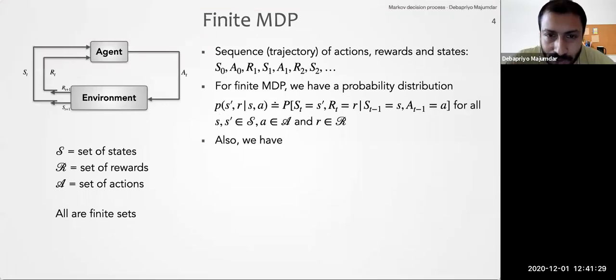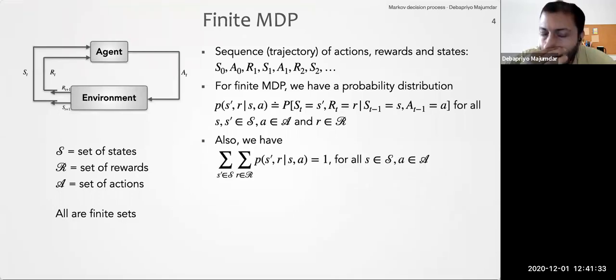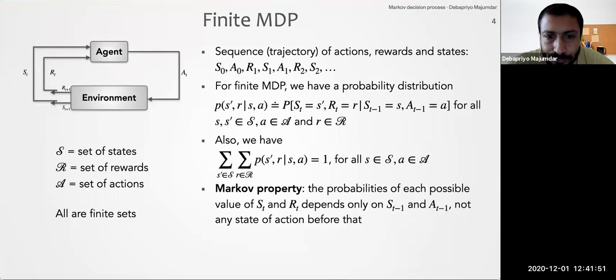Also, since P is a probability, the sum over all possible states S prime and all possible rewards R of P of S prime, R given previous state S and action A must be 1. That's because P is actually a probability distribution.